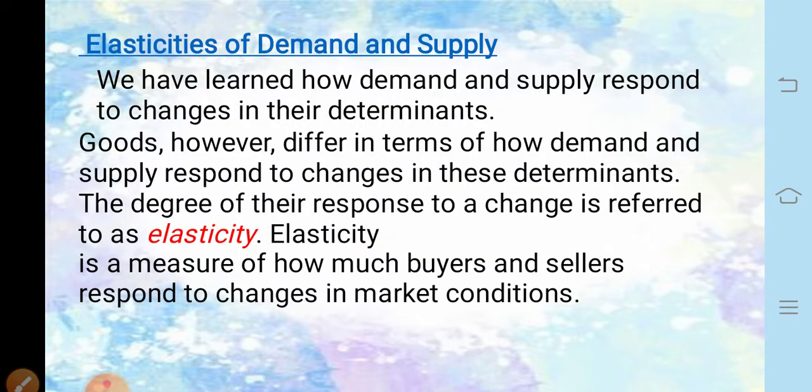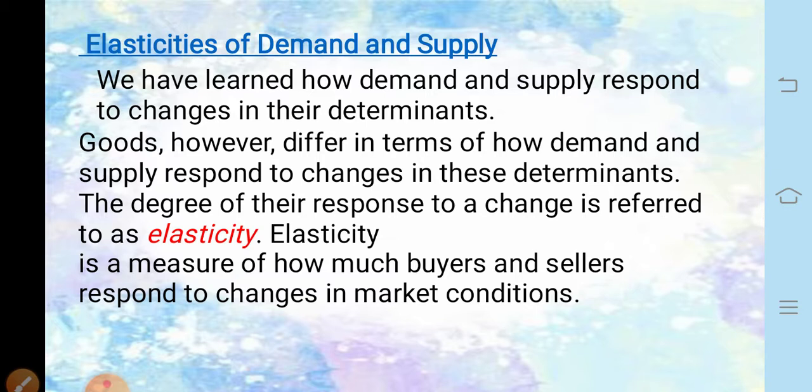Elasticity of demand and supply. We have learned how demand and supply respond to changes in their determinants. Goods, however, differ in terms of how demand and supply respond to changes in these determinants. The degree of the response to a change is referred to as elasticity. Elasticity is a measure of how much buyers and sellers respond to changes in market condition.